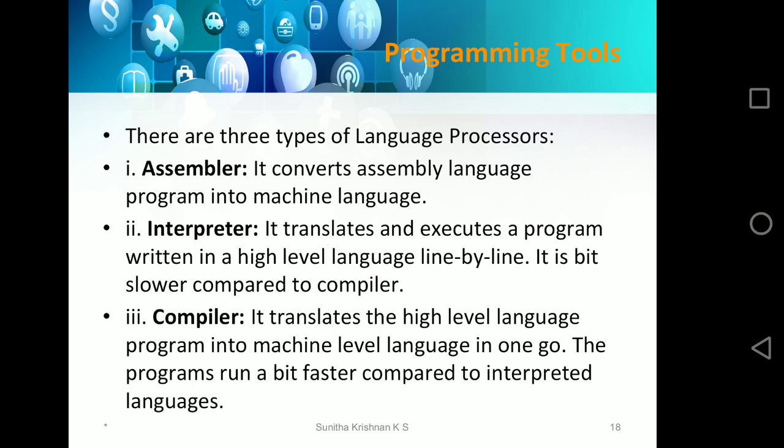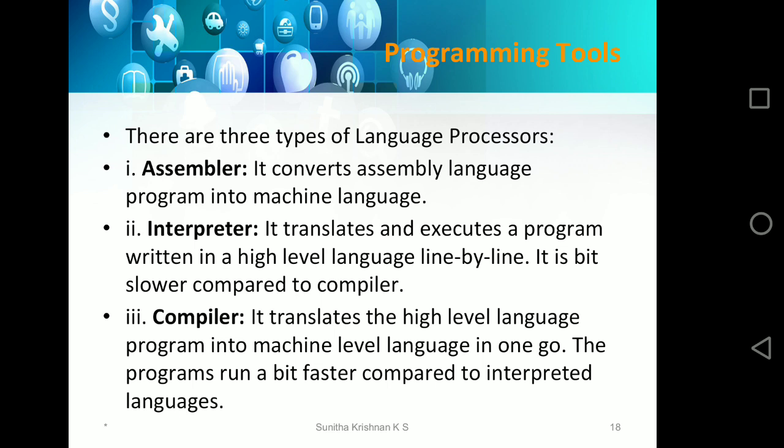translation job, but it translates the source code line by line. So you take one line, translate it and execute it. Again, it goes and takes the second line, translates it and then goes and executes it. Then coming to the compiler, the compiler is again a translator which converts a high level language to the machine level in one go. That means it converts all the lines to the machine language and then goes for execution.